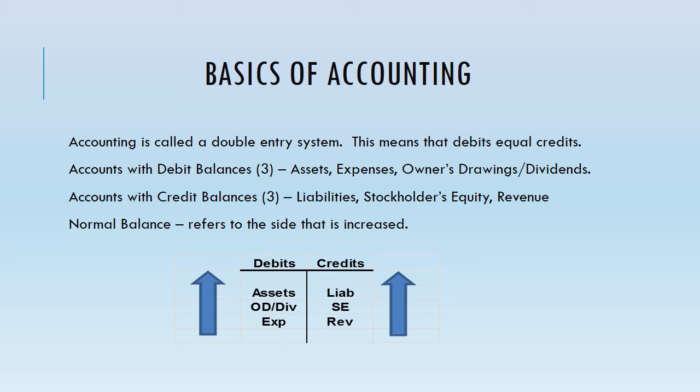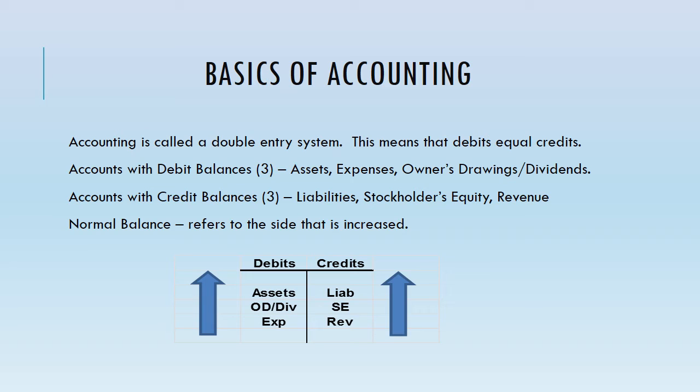So the basics of accounting is called a double entry system. This means that debits equal credits. Accounts with debit balances, there's 3 account titles. They include assets, expenses, and owner's drawings or dividends. Accounts with credit balances, there's 3 of those. It's liability, stockholders' equity, and revenue. The normal balance refers to the side that is increased.